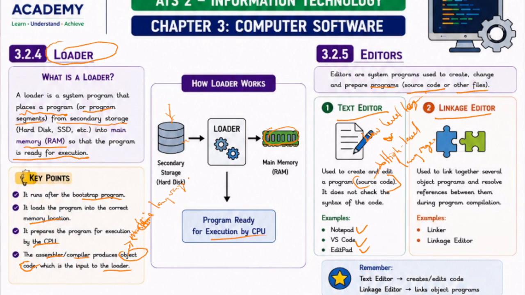Now we have linkage editor. I know you must have heard of text editor, but not linkage editor before. So what is the function of linkage editor? It is used to link together several object programs and resolve references between them during program compilation. Examples are linker and linkage editor.